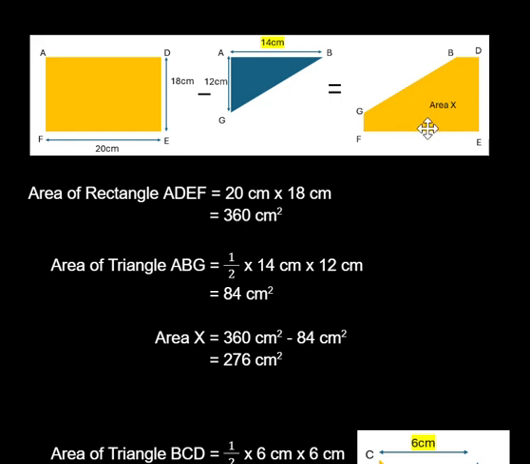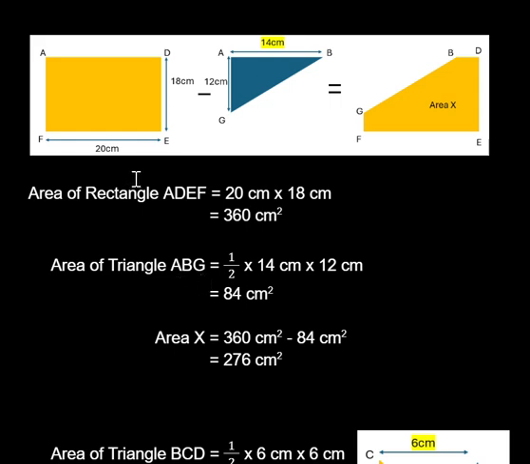I just call it area X. You can call it area 1, or any other thing. Now look at the area of rectangle ADEF, which is basically 20 times 18, equal to 360.